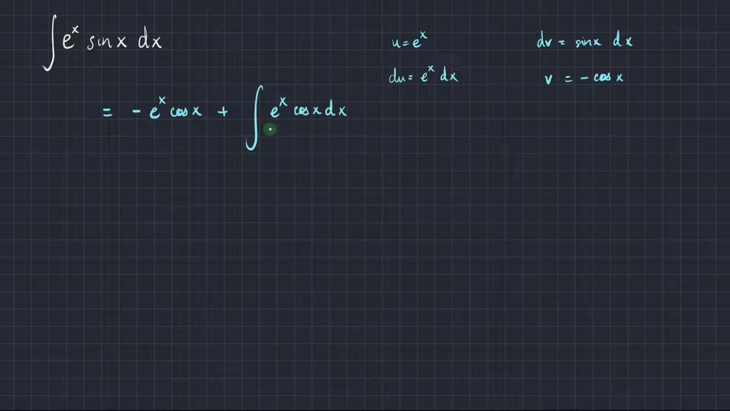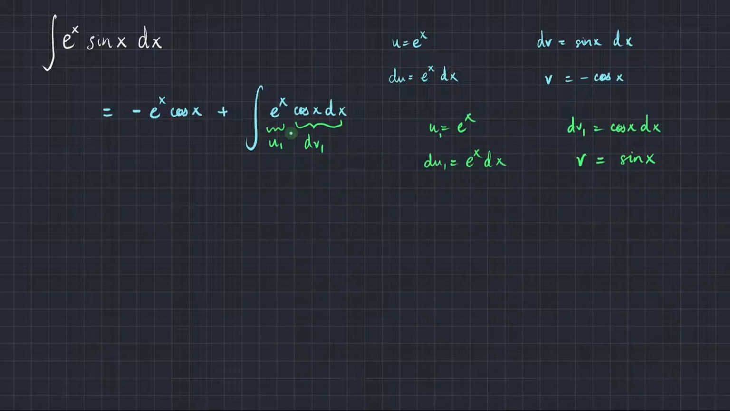Well, once we integrate the second integral by parts one more time, we're going to get integral of e to the x sine x dx. So let's see what happens. Again setting e to the x as u, but this time I'll call it u1 and cosine x dx as dv1. Applying integration by parts to the second integral, we should get u times v, which is e to the x sine x, minus the integral of v times du, which is integral of e to the x sine x dx.